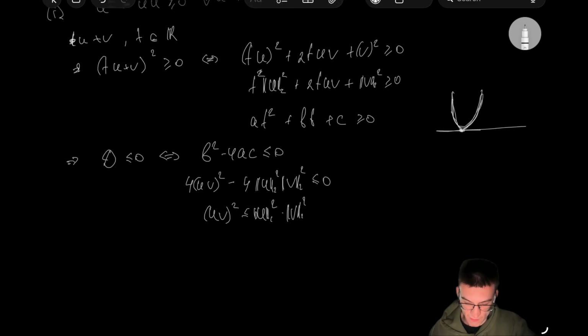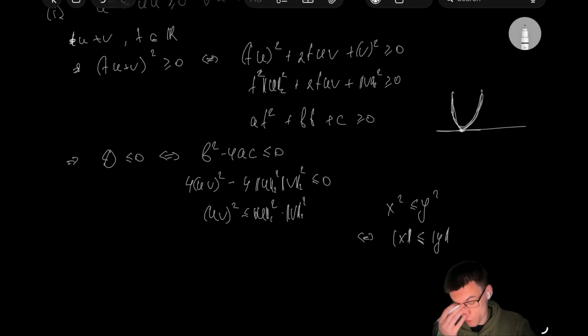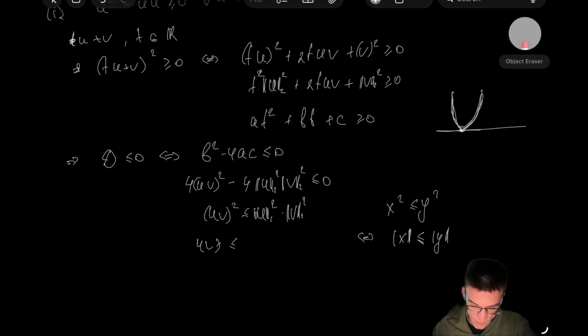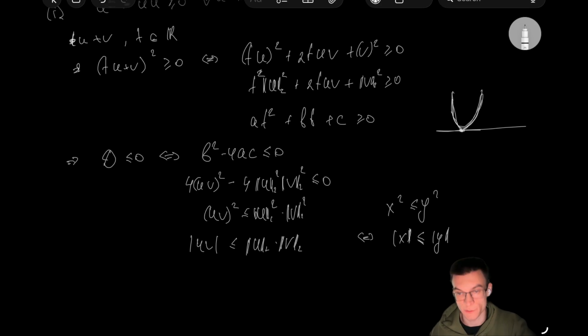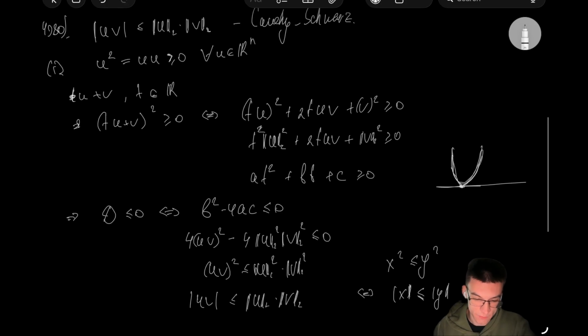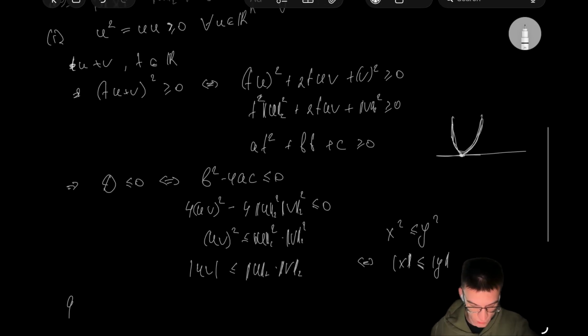So what is that? This is essentially x squared less than or equal to y squared. And we know that this inequality is equivalent to the absolute value of x being less than or equal to the absolute value of y. So taking the square root here, we can show that the absolute value of uv is less than or equal to the second norm of u times the second norm of v, which are always non-negative. And this is the exact definition of the Cauchy-Schwarz inequality. So we basically proved that.